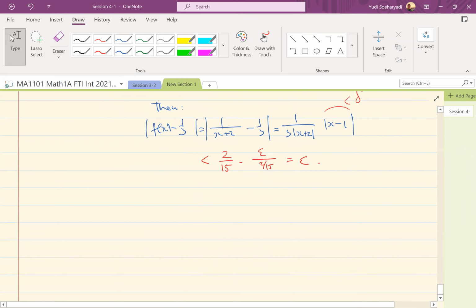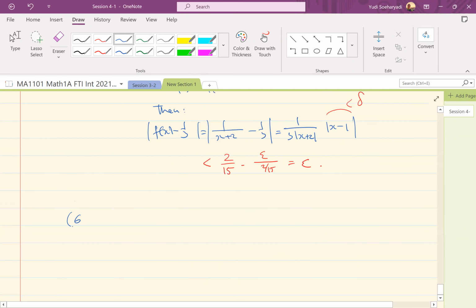In fact, you can show an easier version of this. This is number 7. Show that the limit of x to a of 1 over x is just 1 over a. A for sure is not equal to 0. That's the issue.